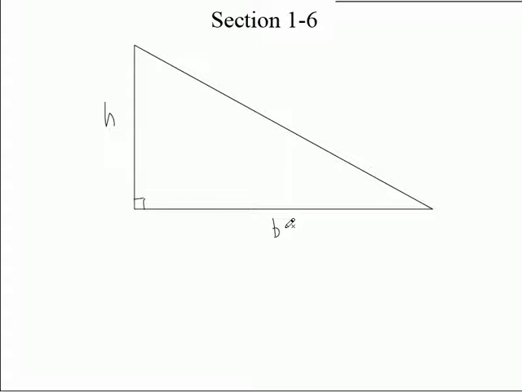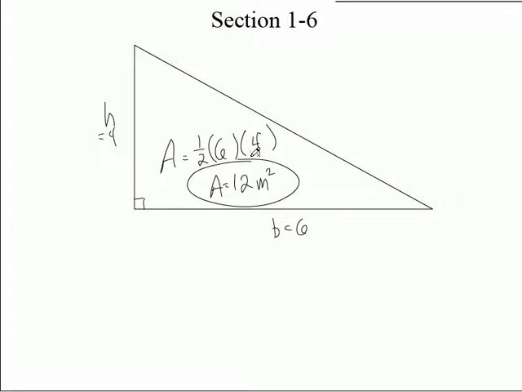So if I was to ask you, let's say the base is 6 and the height was 4, and I asked you to find the area of this triangle. Well, it's just 1/2 the base times the height. The base is 6 and the height is 4. 6 times 4 is 24. Half of 24 is 12. So the area is 12, whatever the units are. Let's say it's in meters. So it would be meters what? Squared. Area is always squared. So that's how you would do that.